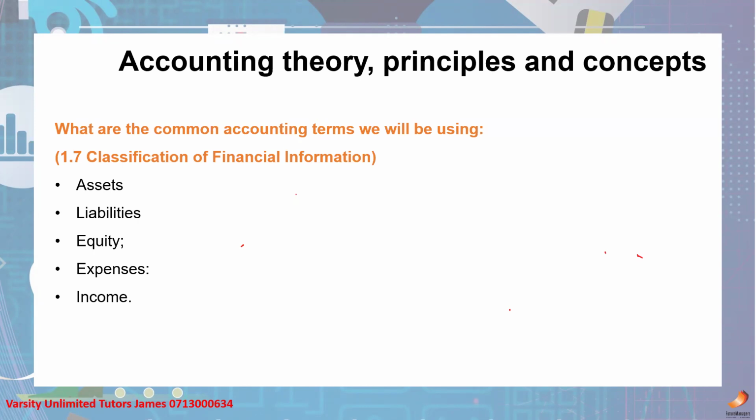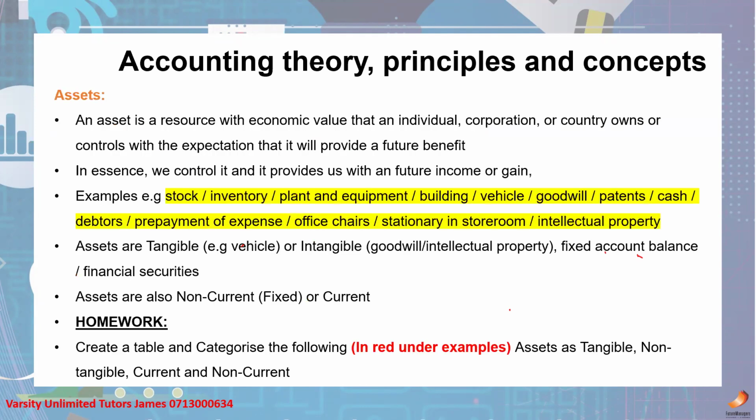So there are 5 key terms that you need to understand when you're doing accounting. That is: what is an asset, what is a liability, what is equity, what are expenses, and what is income. When we are talking about an asset, we are talking about something or a resource that has an economic value to a business.